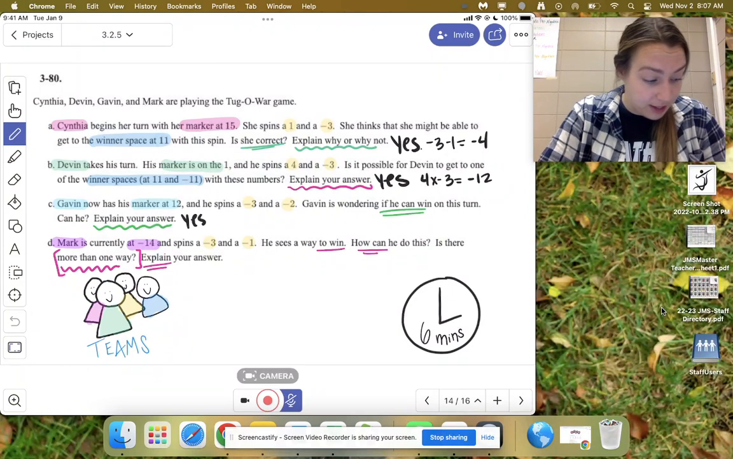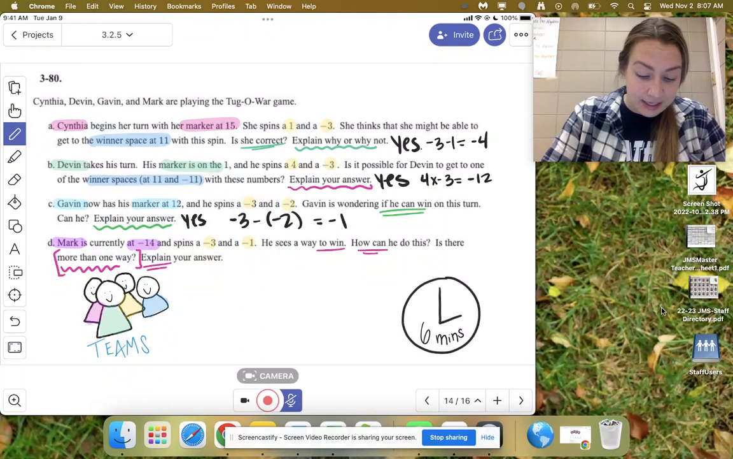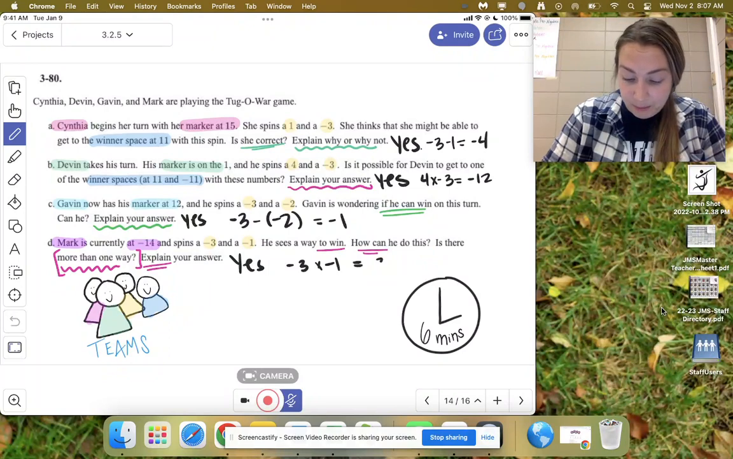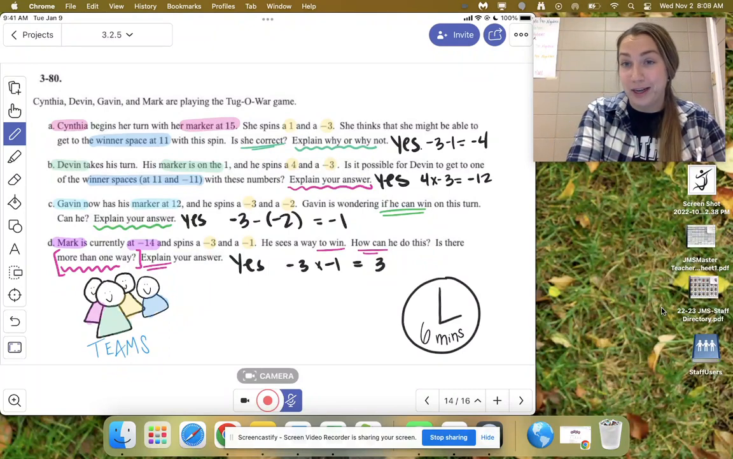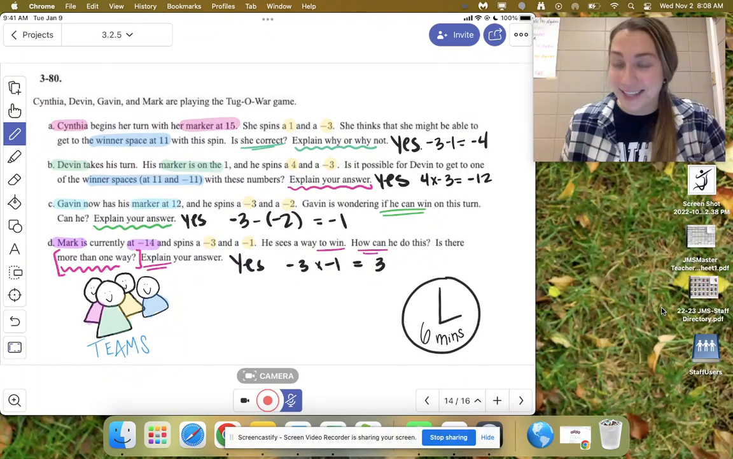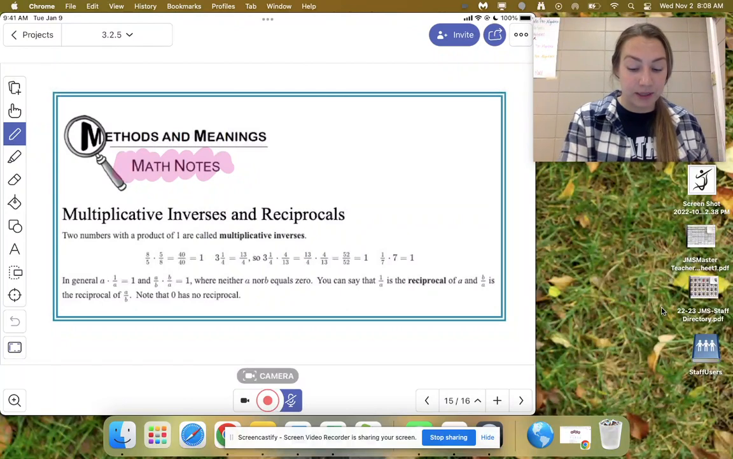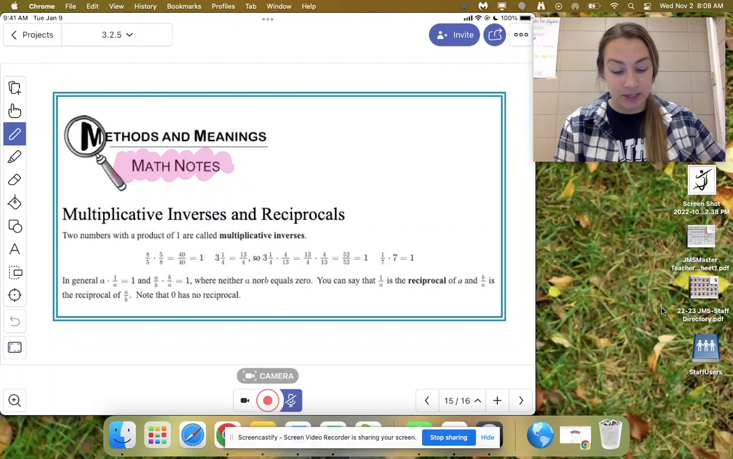C is also yes. You could do -3 minus -2 and you get -1. So 12, go back 1, you're at 11. There you go. And D, also yes. If you do -3 times -1, you get +3. And so if you're at -14 and you go 3 to the right, you end up at -11. All yeses.